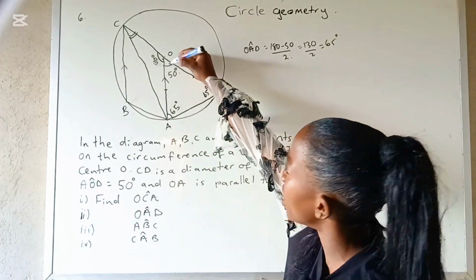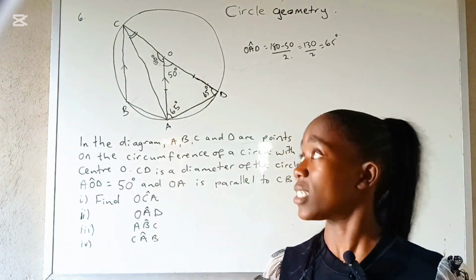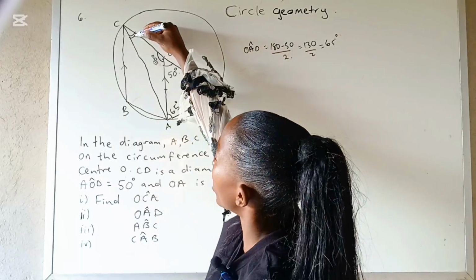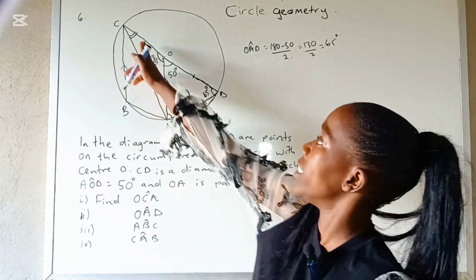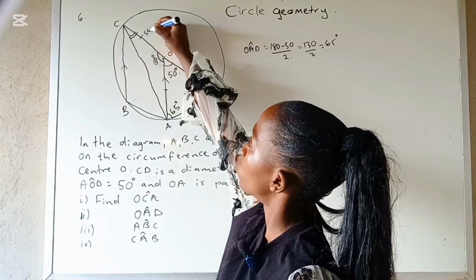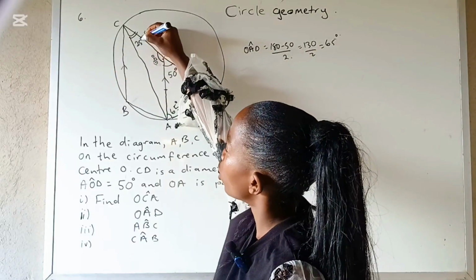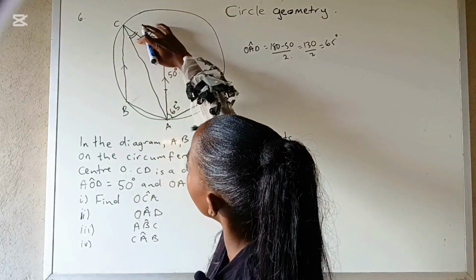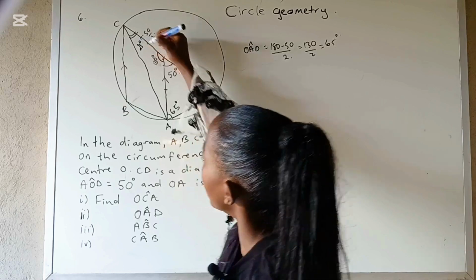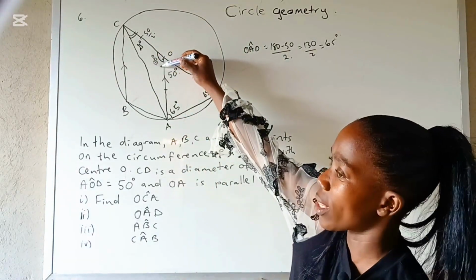We can also find this angle from circle theorems, right? Angle at the center is twice the angle at the circumference. So to find this angle, you need to say 50 divided by 2. It implies that this angle is equal to 25 degrees, right? We are done with this one. It's 25 degrees. So this one is 25 degrees and this one is 130 degrees.